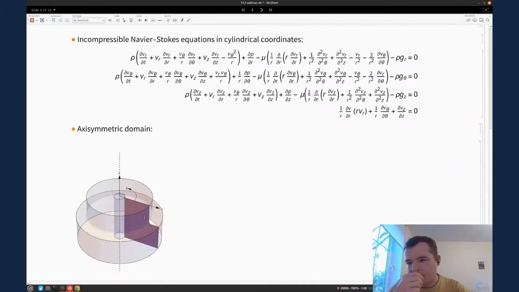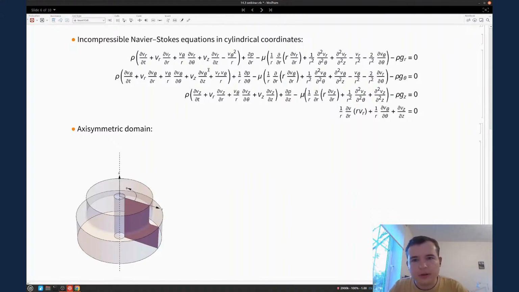The axisymmetric flow depends on the assumption that the flow and the domain we are dealing with are axisymmetric. That means that if we rotate the domain around the z-axis, it won't change. So here is an example. Rotating this domain around this z-axis won't change anything because the domain is invariant with respect to rotations around this z-axis. So with this assumption, we can assume that the flow does not depend on the angle.